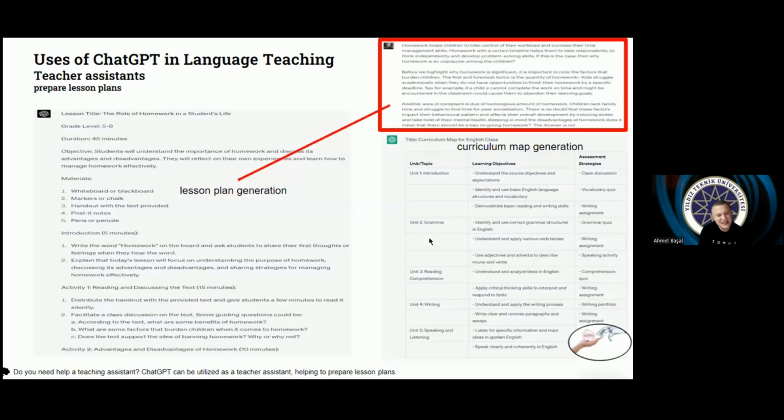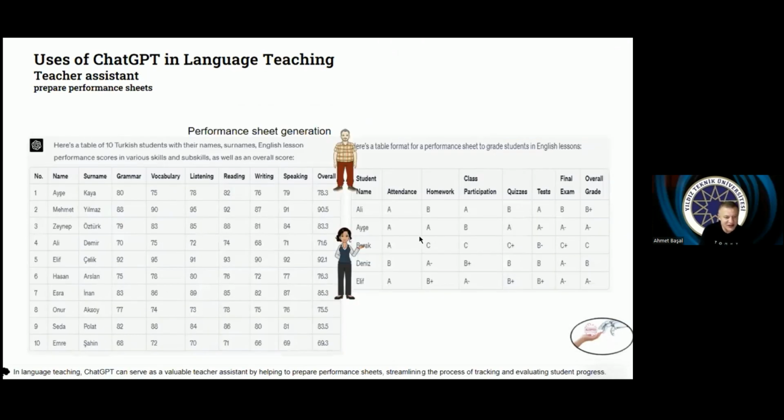Now, ChatGPT can also be a teaching assistant for you. ChatGPT can prepare lesson plans for you. You give some specific details. You can give chain prompts to ChatGPT. ChatGPT can also generate curriculum maps for you. This will ease the workload, the work burden of English language teachers. You can also create performance sheets with ChatGPT. You can give the names and some similar points, then ChatGPT can easily create performance sheets.